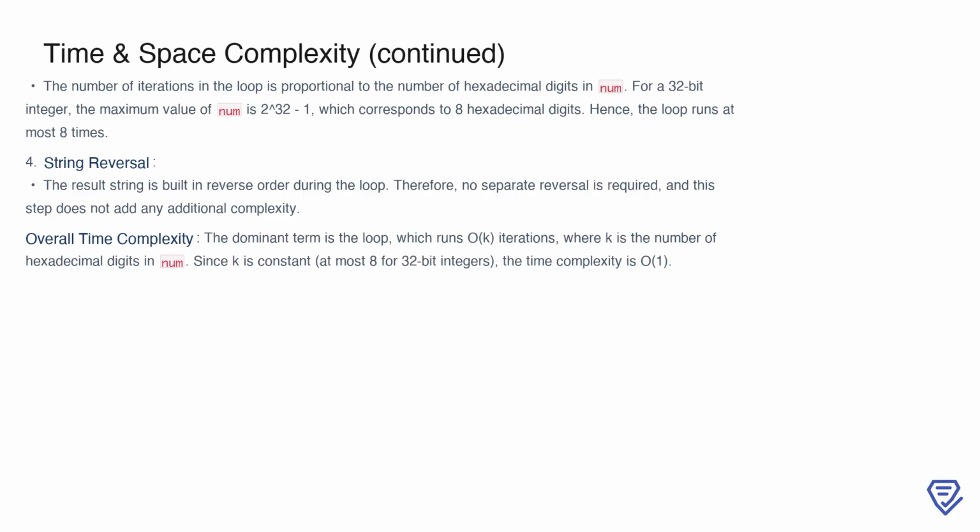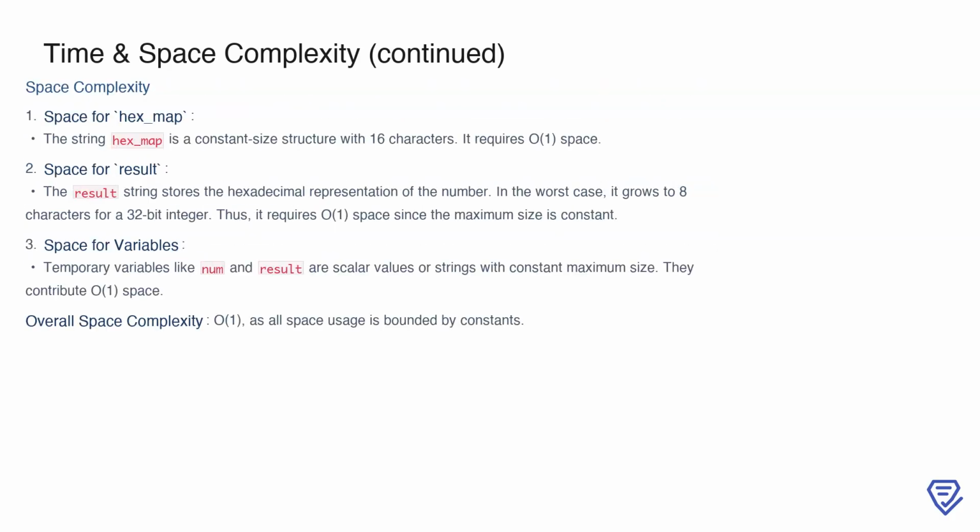When we combine all these factors, the dominant term in the time complexity comes from the loop, which runs k iterations. However, because k is constant and capped at 8 for 32-bit integers, the overall time complexity simplifies to O(1). Let's now look at the space complexity.